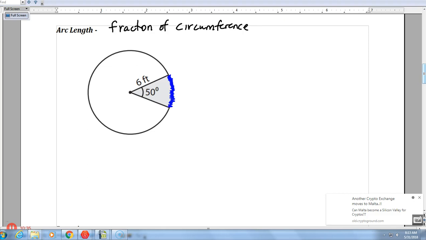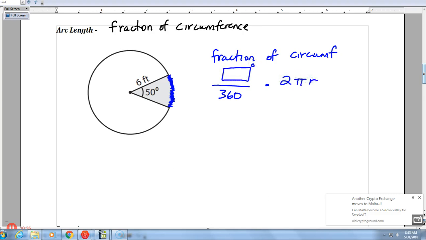So it's the exact same setup. It is a fraction of the circumference. So it's going to be something out of 360 times 2 pi r. And that's kind of the general template.